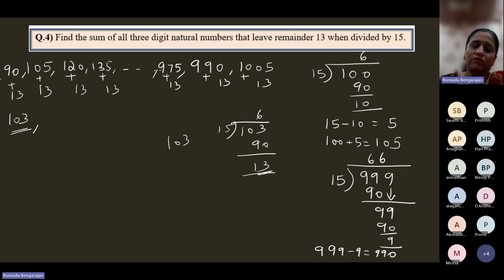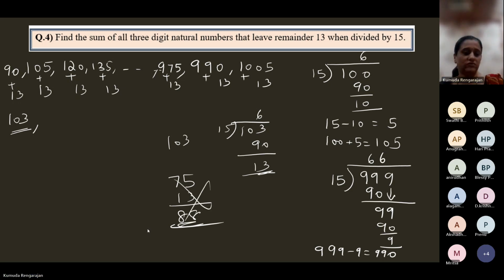Now, if you take a number before 90, that'll be 75. So 75 plus 13 is 98. So you don't have to take 98 because 98 is a 2-digit number. Oh, I think I didn't add correctly. I said a different number. 75 plus 13 is 88, and 88 is not a 3-digit number. So from 90.